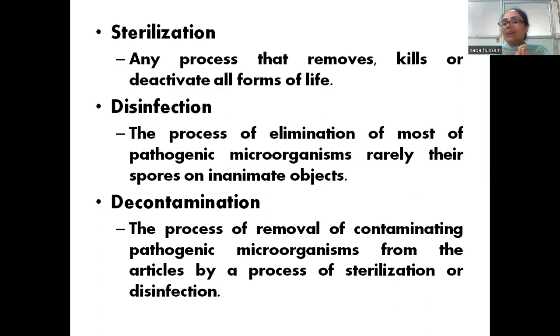We can decontaminate an article or substance by disinfection also. Disinfection will be removing the pathogenic forms, and decontamination can be done to preserve the organism of interest, so that other organisms may not grow in it. So decontamination is a totally different term. It can be achieved by both processes, that is by using disinfectants or by using sterilization. So decontamination is the third kind of process.